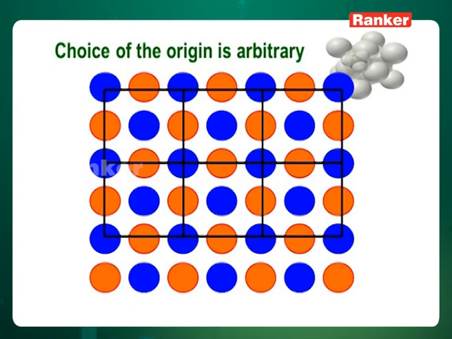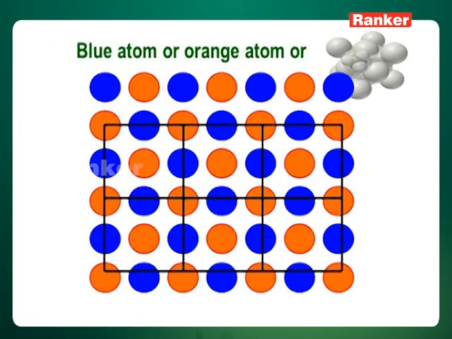Now, the unit cell can be formed by going from one blue colored ball to another blue colored ball, but it should be drawn continuously without any gaps in between, because the repetitive arrangement of the unit cell should form the whole lattice. Like here, we are taking the blue colored atoms as the starting point.